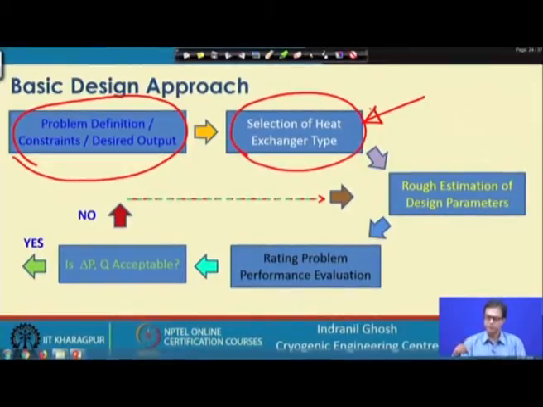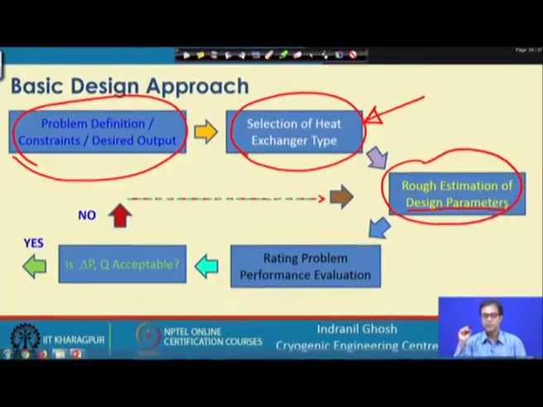Now, once we have decided the heat exchanger type, we need to establish certain design parameters, like what would be the expected heat transfer coefficient for typical heat exchangers like shell and tube for different kinds of fluids. Once we have that knowledge, we will be able to find out, using the epsilon-NTU or the other techniques that we have learned in the earlier classes, some of the design parameters.